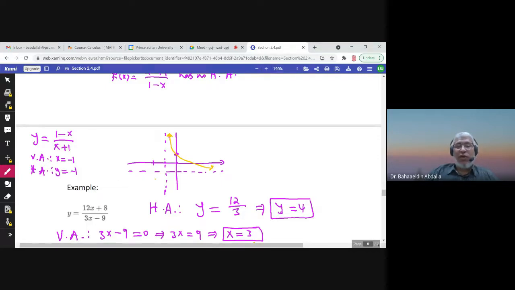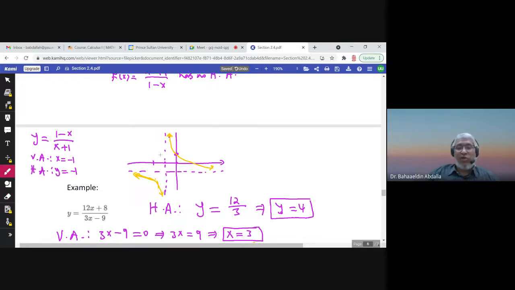It would be 1 plus 2, 3. It would be negative 3. So it becomes closer to this and closer to the asymptote, and it passes by the point negative 3. So this would be the graph of this function. I hope you understood this point.